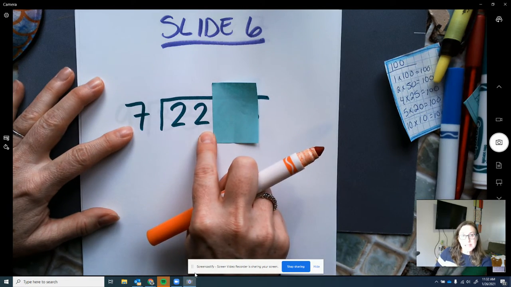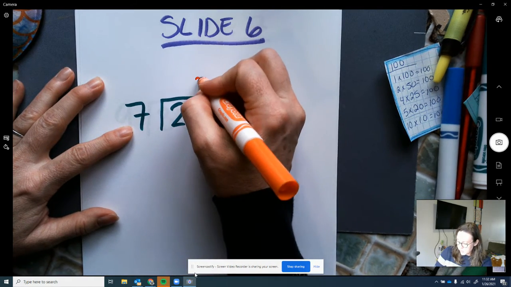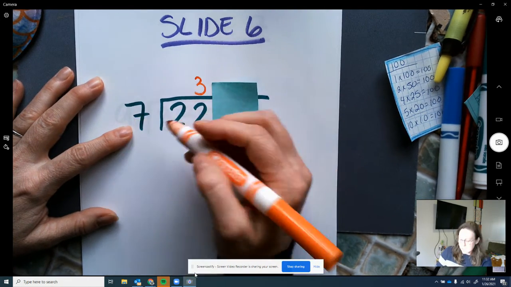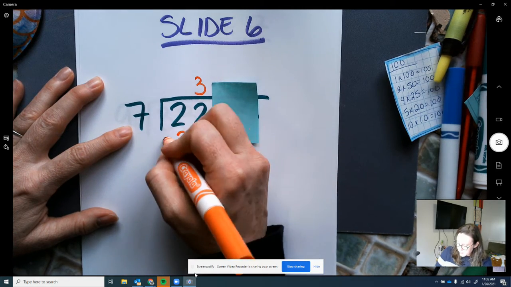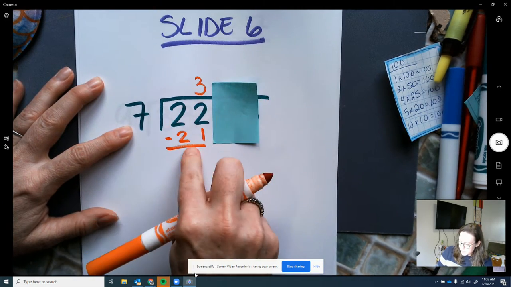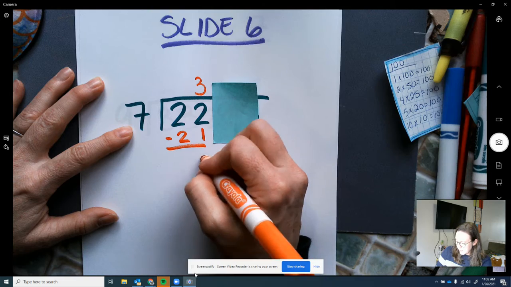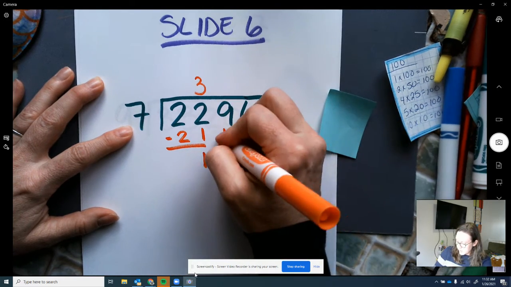7 goes into 22 without going over 3 times. 3 times 7 is 21. So we're going to do 3 times 7 is 21 and subtract that. I have 1 left. I'm going to bring down my 9.